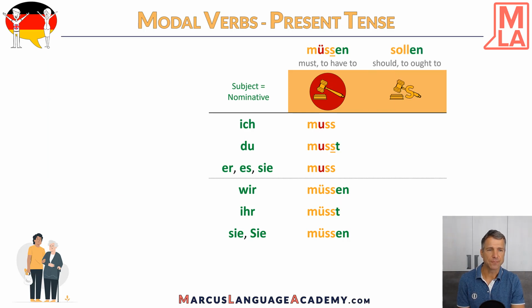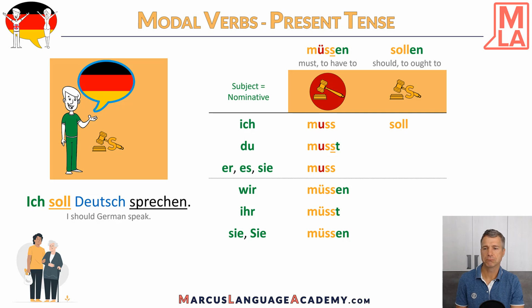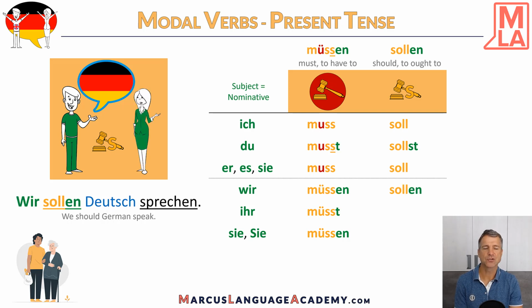Then we have sollen. Sollen is should or ought to. At this moment we don't have an umlaut, just O. So the first person is regular. Ich soll Deutsch sprechen. I should speak German, but there's no ending. It's just soll. Du sollst, er soll. We add ST for du. Wir sollen, regular. Wir sollen Deutsch sprechen. Ihr sollt and sie sollen. No change in the root at all in singular and plural.